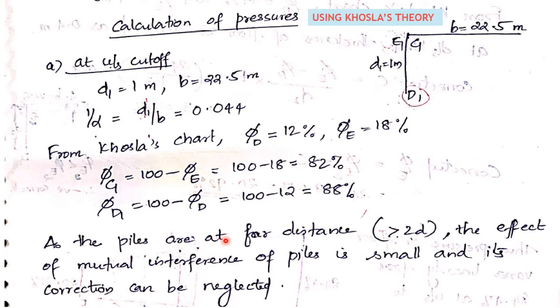Now, as the piles are at a far distance, that is greater than 2D, the effect of mutual interference of piles is small and is neglected. That is, we don't have to do the correction for mutual interference, we have to do the corrections for thickness only.